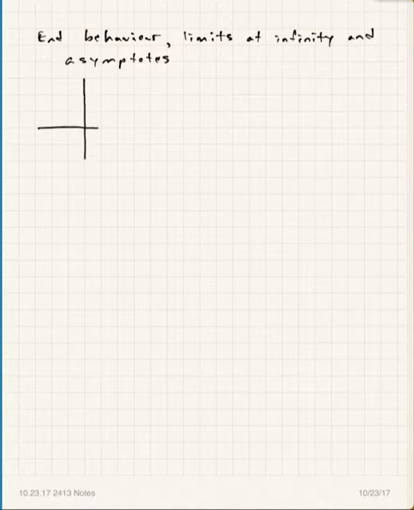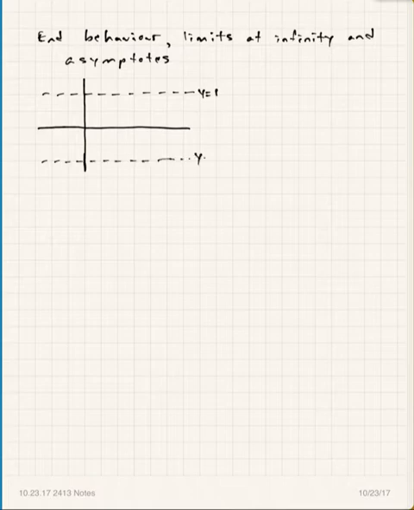So if we have a graph of a function, and let's say that this graph has a horizontal asymptote at y equals 1, and let's say it has another horizontal asymptote at y equals -1.